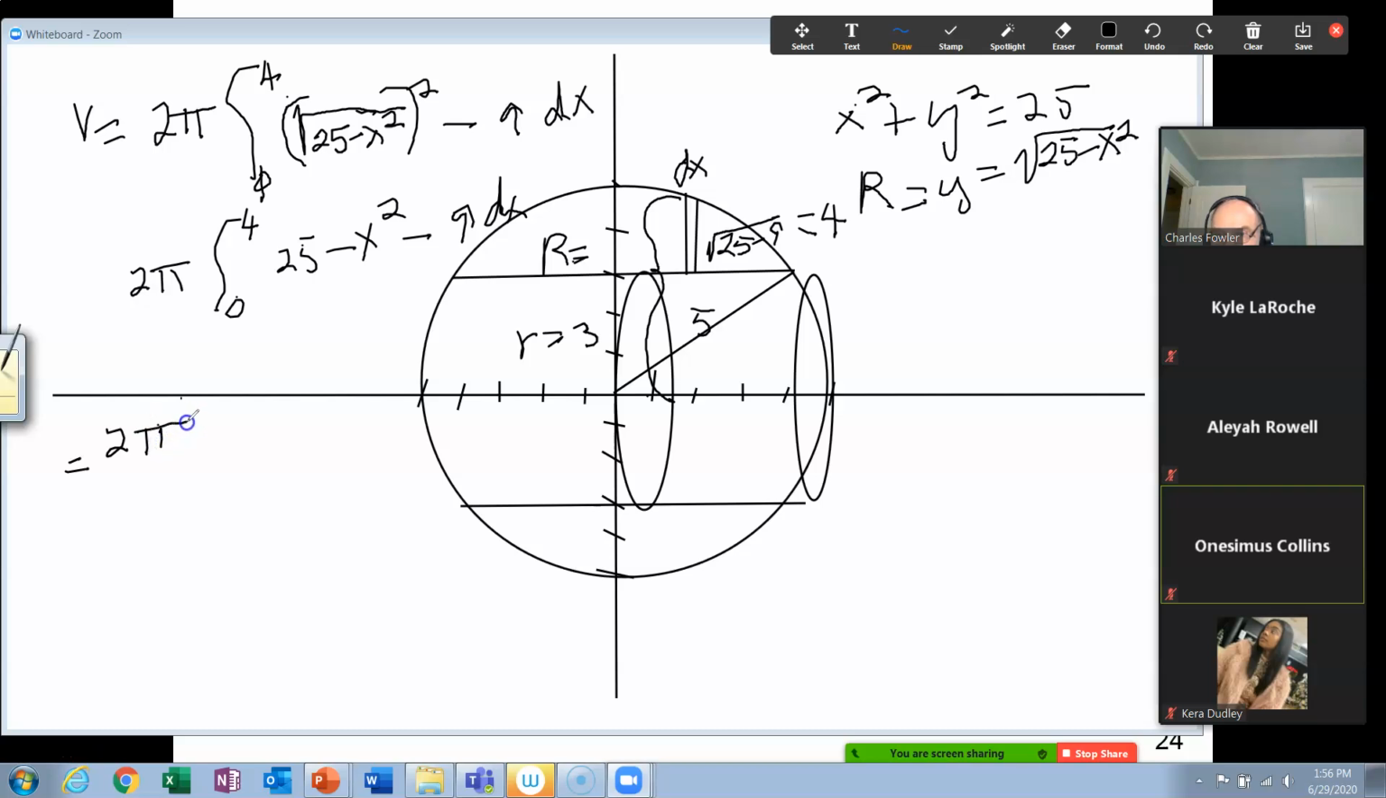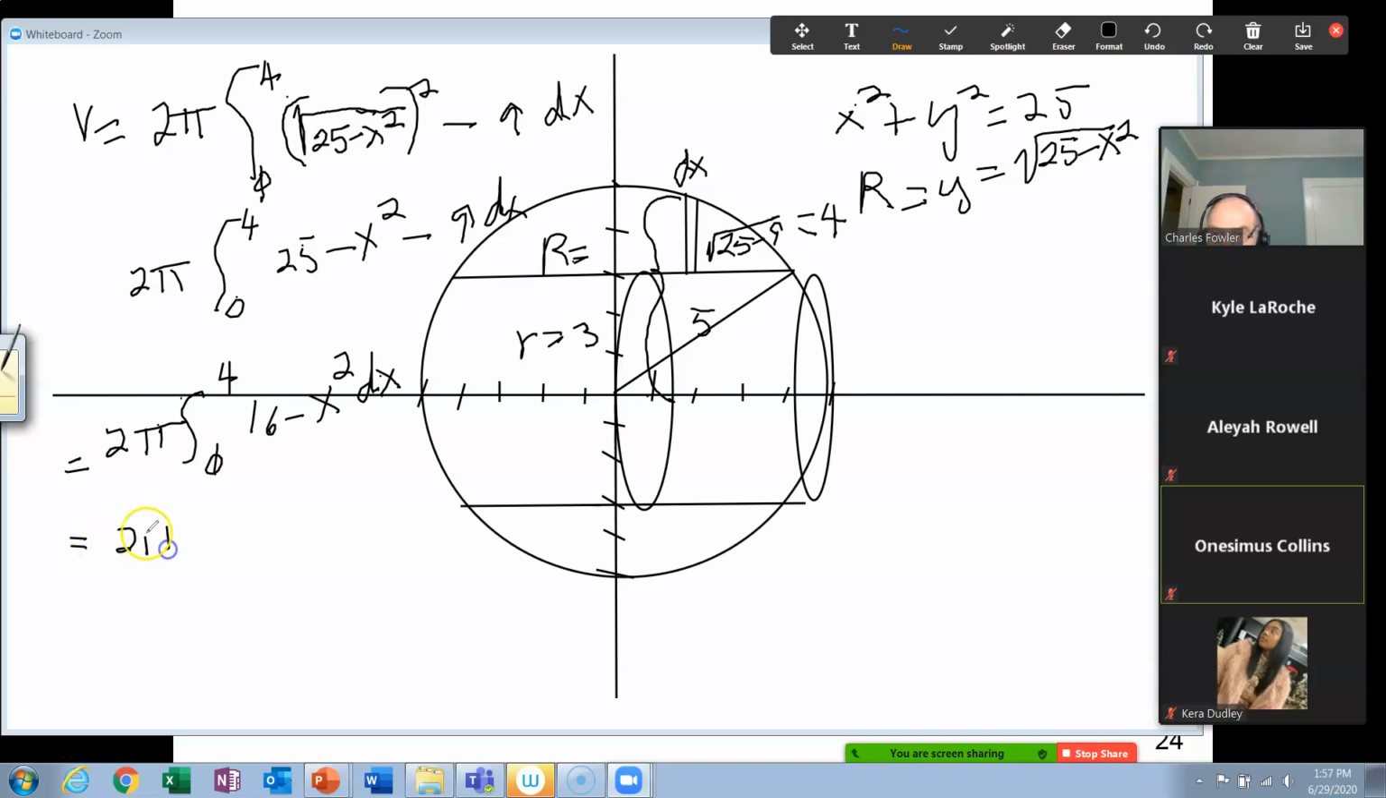I have to be slow when I draw on this, I guess, because it doesn't accept it if I go too fast. 0 to 4 of 25 minus 9 is 16 minus x squared dx. Okay, now hopefully you can do that integral.